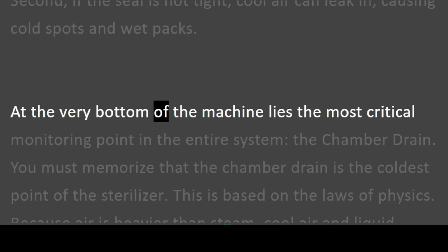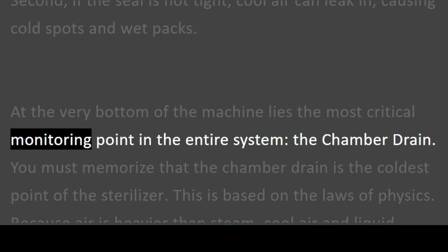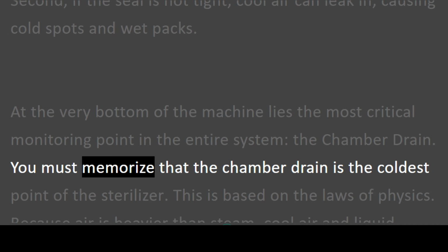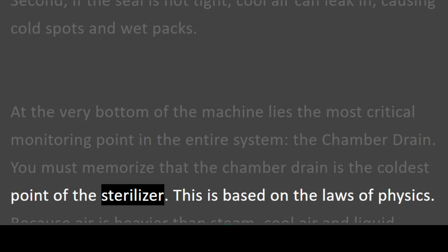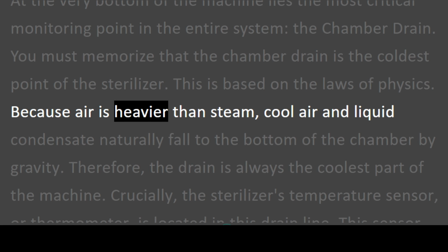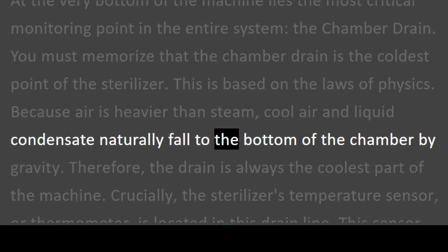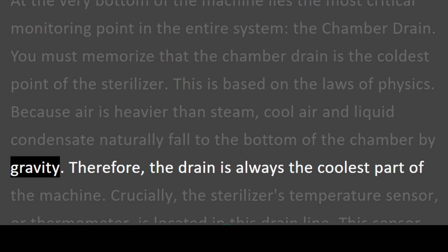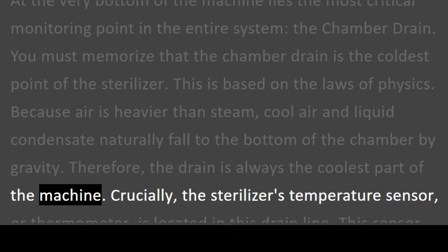At the very bottom of the machine lies the most critical monitoring point in the entire system, the chamber drain. You must memorize that the chamber drain is the coldest point of the sterilizer. This is based on the laws of physics. Because air is heavier than steam, cool air and liquid condensate naturally fall to the bottom of the chamber by gravity. Therefore, the drain is always the coolest part of the machine.